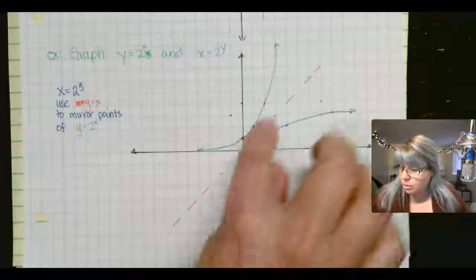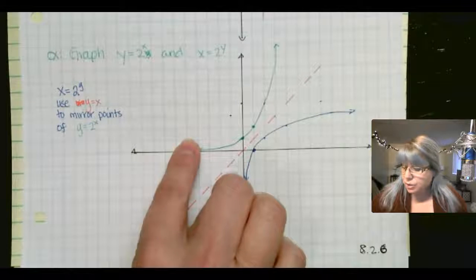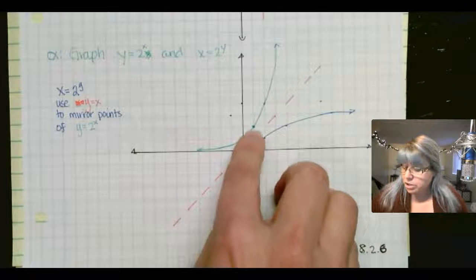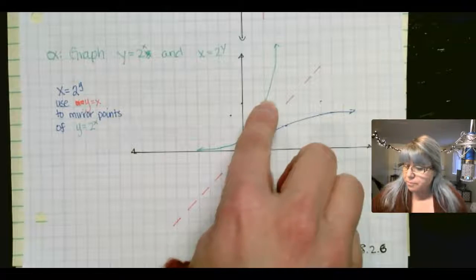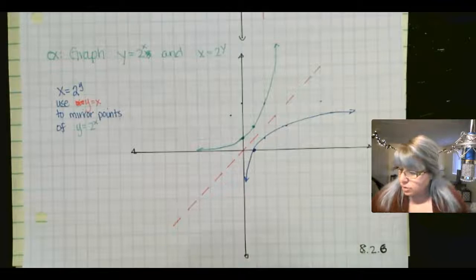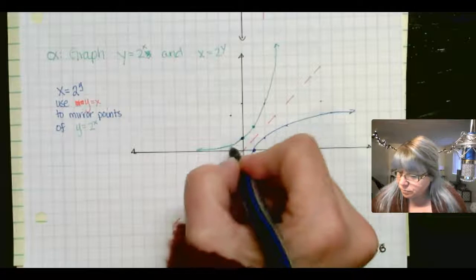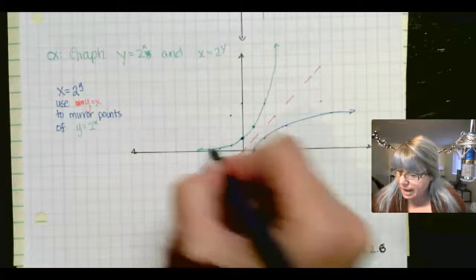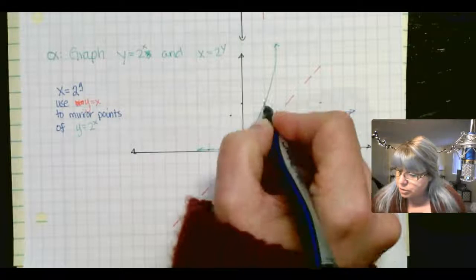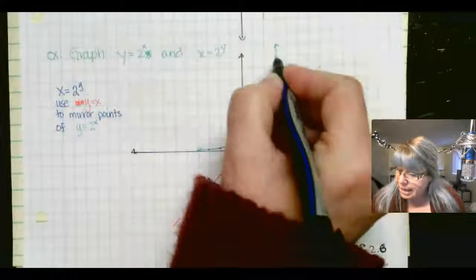So the first thing I want to plot is y equals 2 to the x. Plug in a 0, you get 1. Plug in a 1, you get 2. Plug in a 2, you get 4. And if you plug in a negative 1, you get a half. So you get these points: negative 1, 1/2; 0, 1; 1, 2; 2, 4; 3, 8.